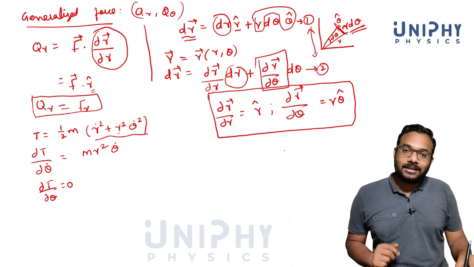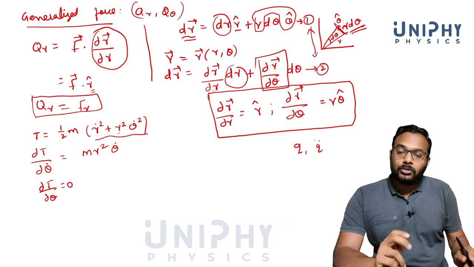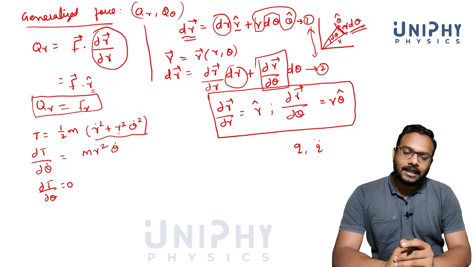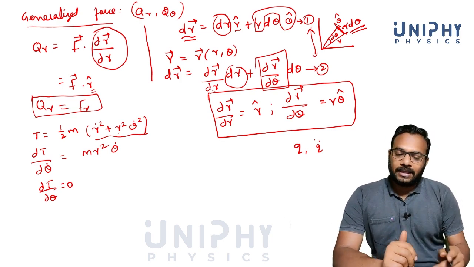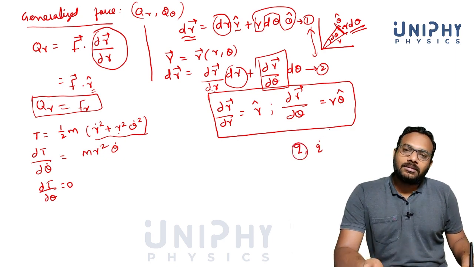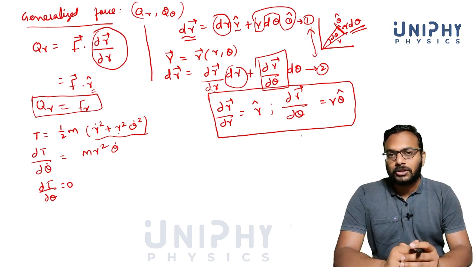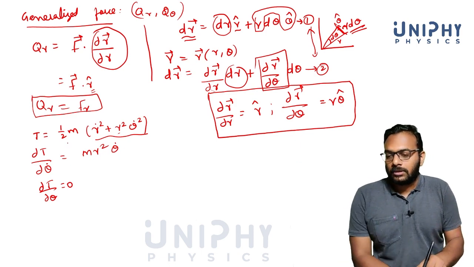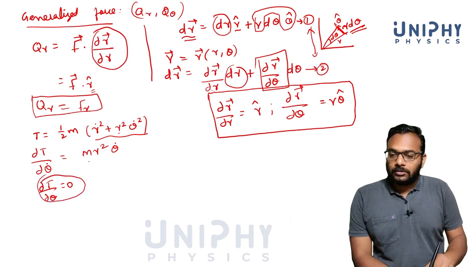Okay, so one thing that I want you to keep in your mind is that you can treat q and q dot as independent. Alright, in the Lagrangian formulation, we can treat q and q dot as independent. So if you have a q, the partial derivative with respect to q dot will be 0. If you have a q dot alone, the partial derivative with respect to q will be equal to 0. Okay, so you see that here dou t by dou theta is equal to 0.